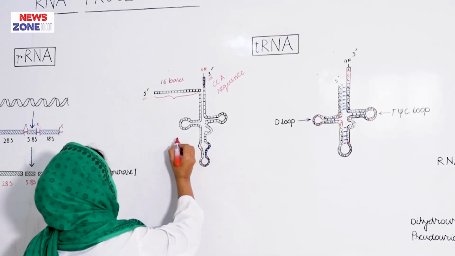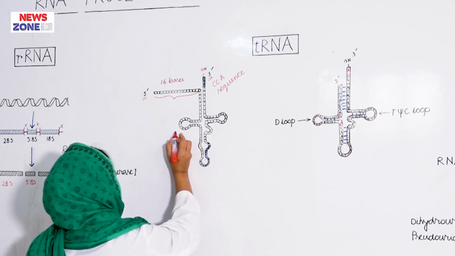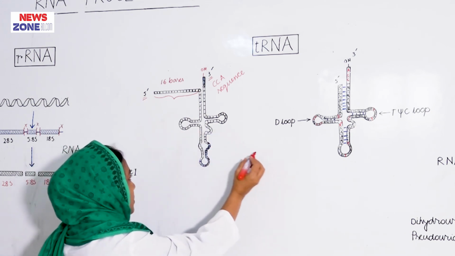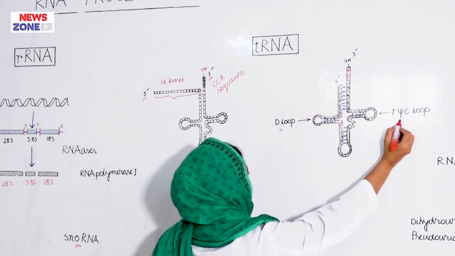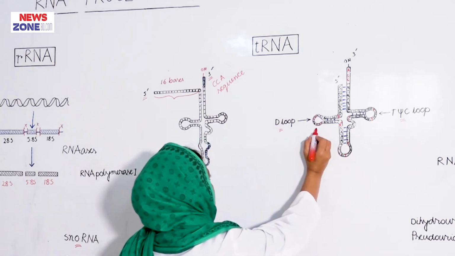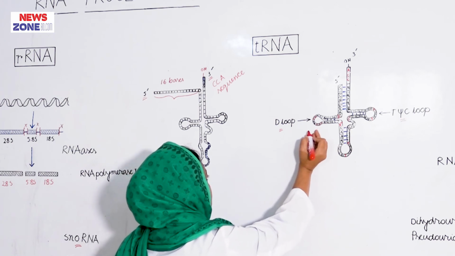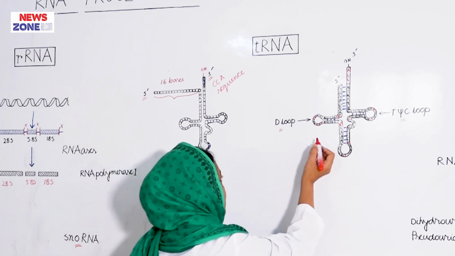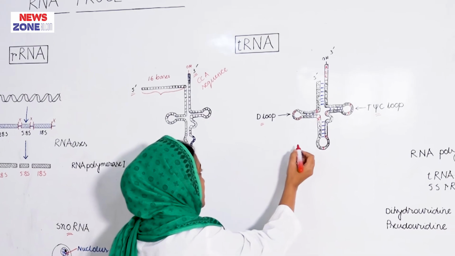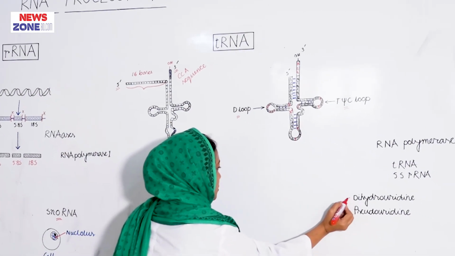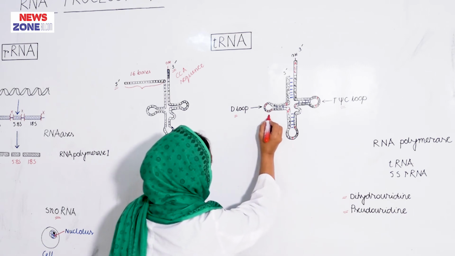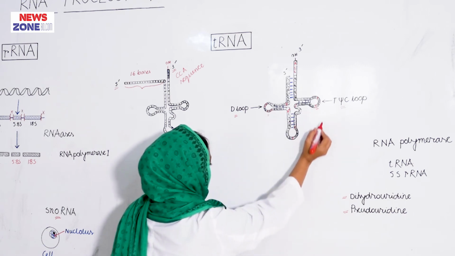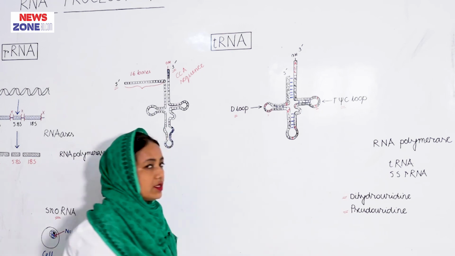Some unusual bases are present at the D loop and the T psi C loop. Here is the D loop and here is the T psi C loop. Here the unusual bases are added, and it is the normal characteristic of transfer RNA. These unusual bases are dihydrouridine and pseudouridine, present in the D loop as well as in the T psi C loop.